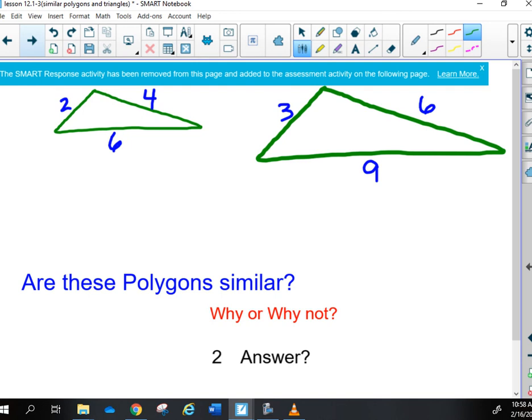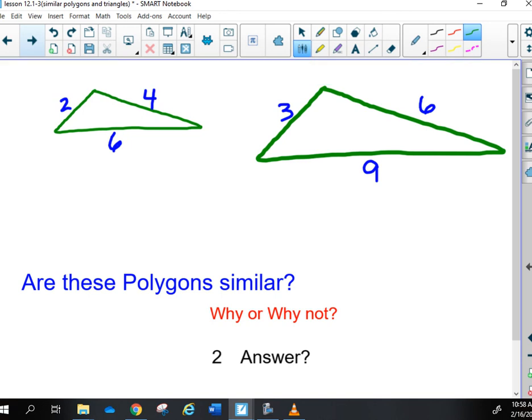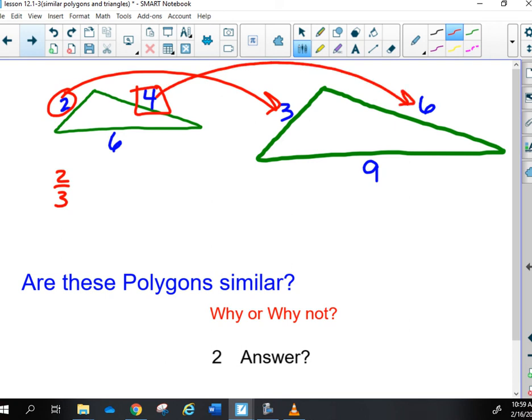All right, how about this one right here? Are these 2 polygons, these 2 triangles, similar to one another? On this one, you had to come up here and set up a proportion. I have no angles, so I'm going to have to check if the corresponding sides I have up here, 2 over 3, are equal to 4 over 6. If I cross multiply, and this is the work I would like you to show as justification. It is not a formal proof. This is an informal way of justifying your proof.